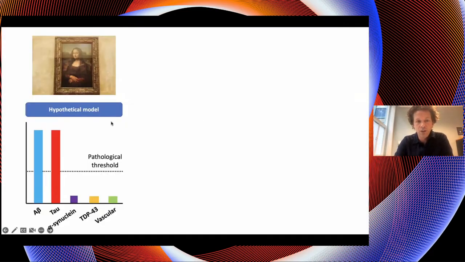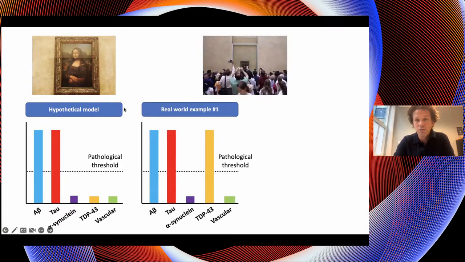And the first one: so far in the hypothetical model of Alzheimer's disease, we had more or less a pretty ideal situation, right? Where there was an individual that has elevated amyloid beta and tau that is well above the pathological threshold. And there are other pathological processes in the brain that are well below the pathological threshold. And I compare this, you know, when you, for example, go to visit the Louvre, this is what you have in mind if you want to observe the Mona Lisa. Again, hypothetically. But this is often what happens in the real world.